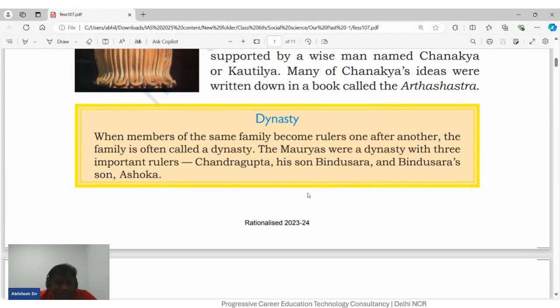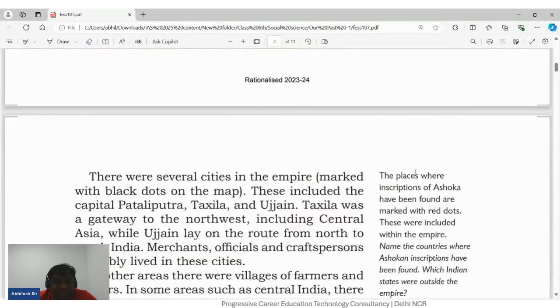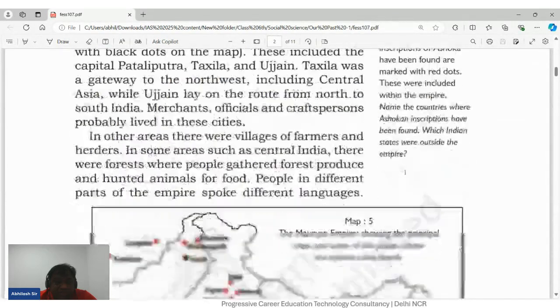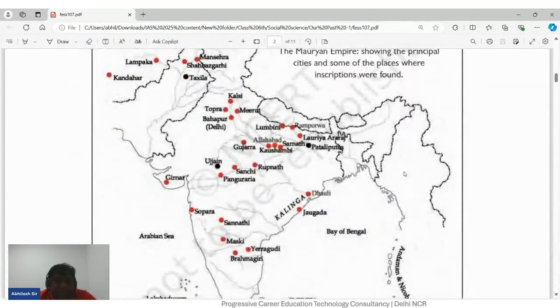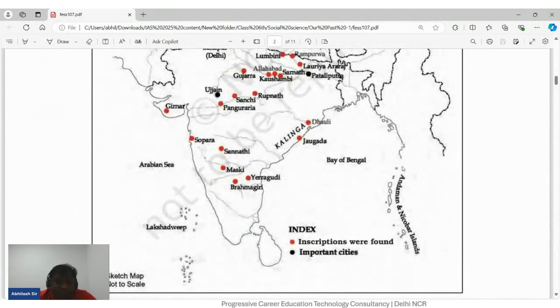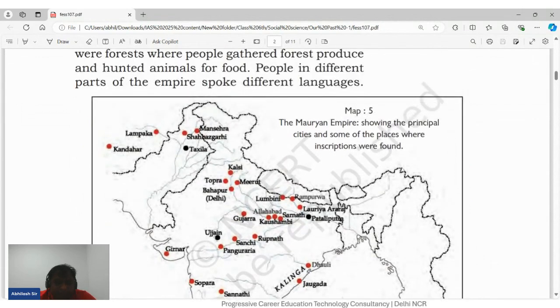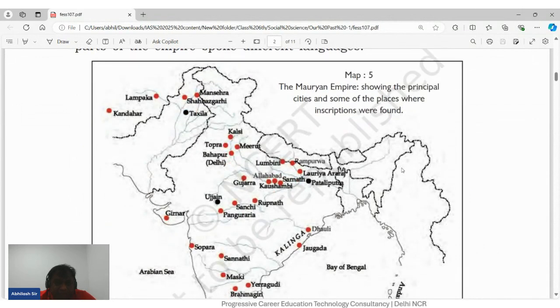The dynasty of Chandragupta, his son Bindusara, or somewhere it is Bimbisara, and Bindusara's son Asoka. So these are very important. The Mauryan Empire, before Ashoka's empire, we talk about Samrat Ashoka, the emperor.